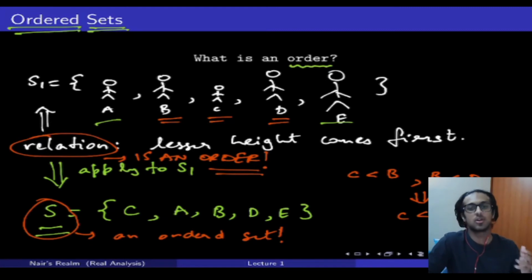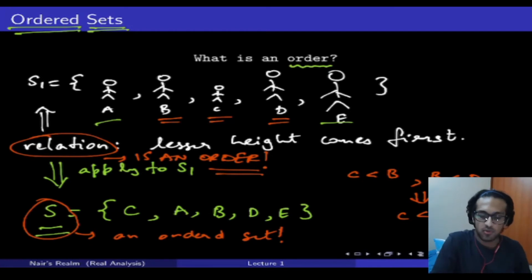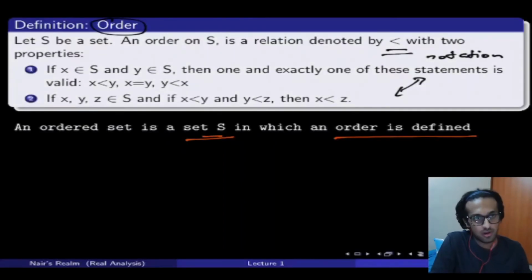I hope this is clear to people, and the reason I'm going extremely slow and using non-mathematical examples in the first few lectures is so that everybody can follow and get an idea of how to think about these things. So let's move forward. We now know what an order is, and we've defined what an ordered set is.